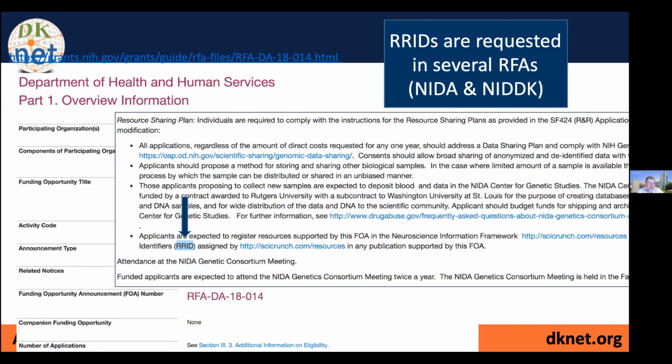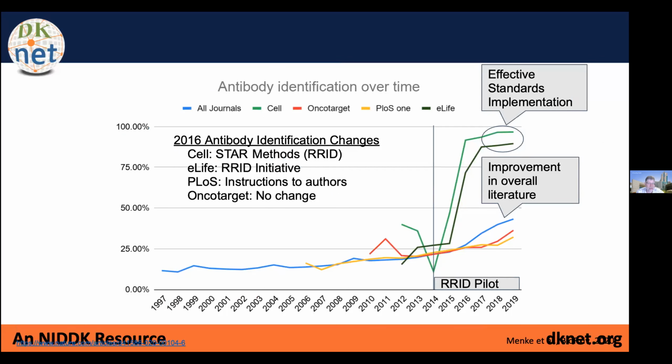In addition to requirements and recommendations from the journals, there's also now, through NIH, for example, NIDDK and NIDA, who are expected to register resources and also use RRIDs in their research. So this is also coming through NIH, and it's interesting to look at how the identification of antibodies improved, based on when RRIDs were actually brought into the literature.